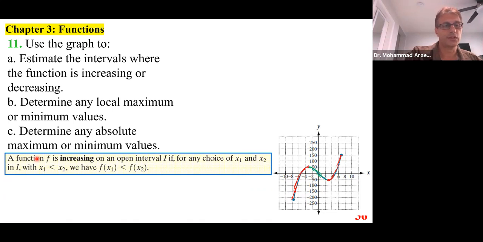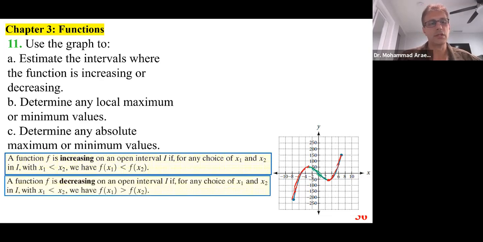The short version of what you see here: a function is increasing in an interval I if for any choice of x sub 1 and x sub 2, x sub 1 less than x sub 2, we have f of x sub 1 less than f of x sub 2. Here is the definition for decreasing. A function is decreasing on an open interval I if for any choice of x sub 1 and x sub 2 in I with x sub 1 less than x sub 2, we have f of x sub 1 larger than f of x sub 2.